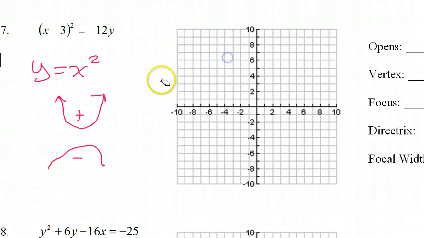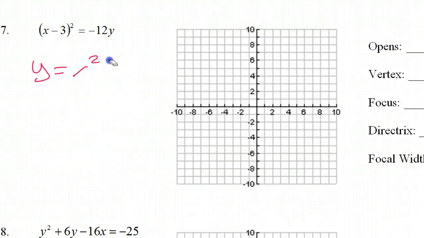Now, in this case, the x is squared, so even though it's in parentheses with the minus 3, still x squared. So that lets us know that this is either up or down, depending on the signs. Now, the place you look for the sign is this negative 12. Because that's negative, then we know that this is going to open down.